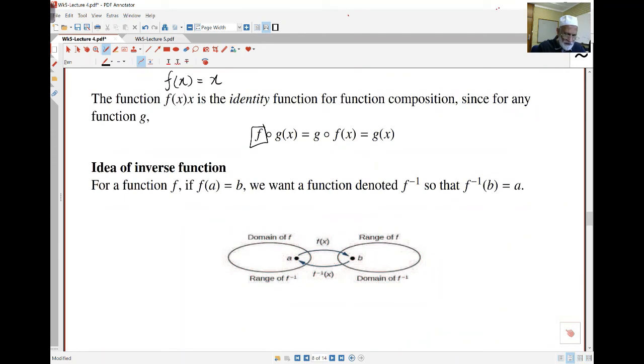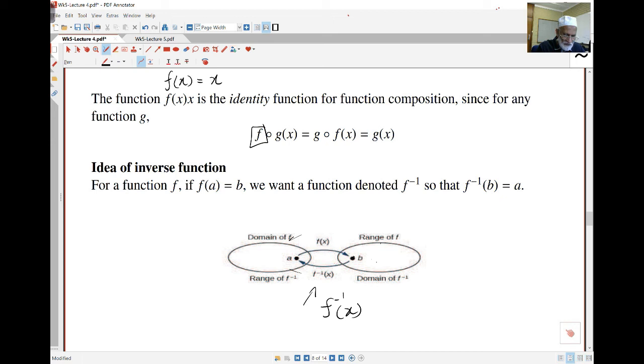I want a function that goes this way and one that takes me back again to where I started. So I call this f inverse, written f to the minus 1 of x. It doesn't mean a power here. Here it means the inverse function. So this is the domain of f. It takes me to the range of f. The inverse function takes me backwards. So this is the domain of the inverse function, and it takes me back that way.